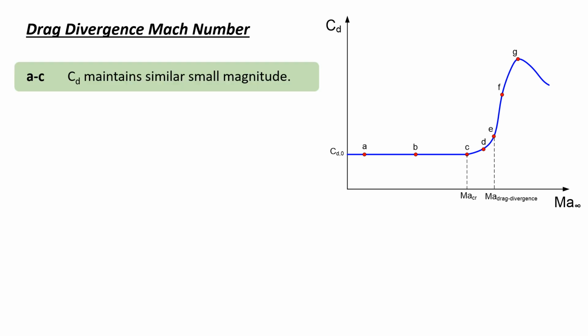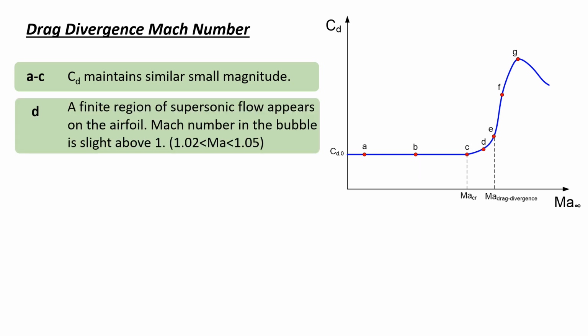We will look at the different sections of this curve. First of all, we see section A to C, which is a flat part, the initial part of this curve until the critical Mach number. The feature of this AC section is that C_D maintains a similar small magnitude, with little variation until the critical Mach number, which means until the supersonic region, the bubble, appears. Then let's take a look at point D.